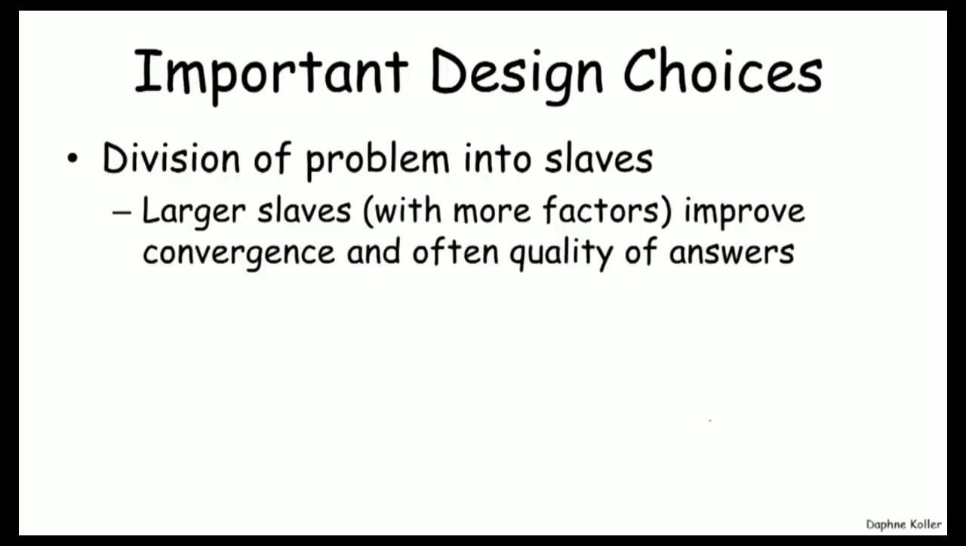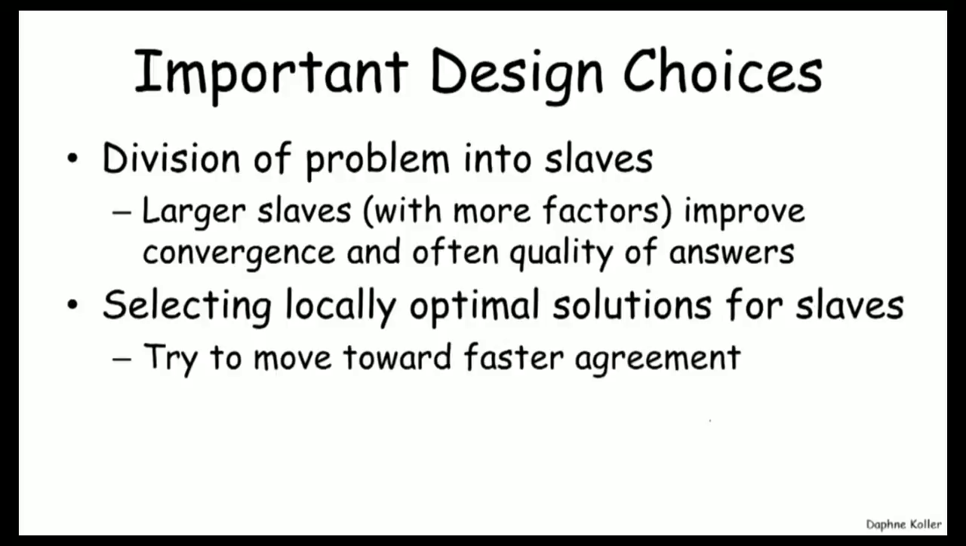So what are some of the important design choices in implementing dual decomposition? First, there is the division of the problem into slaves. In general, not surprisingly, larger slaves that incorporate more factors are more expensive to optimize because you're solving a more complicated optimization problem within each slave. But on the other hand, they can be shown to improve convergence and often get you closer to the true MAP assignment.